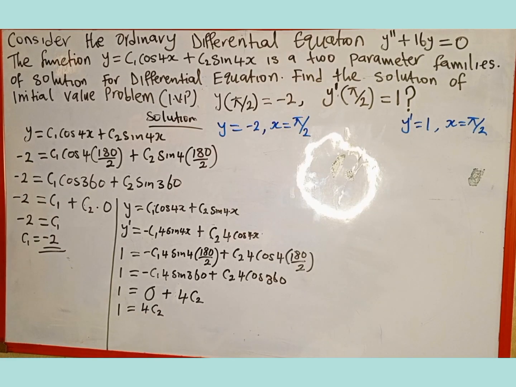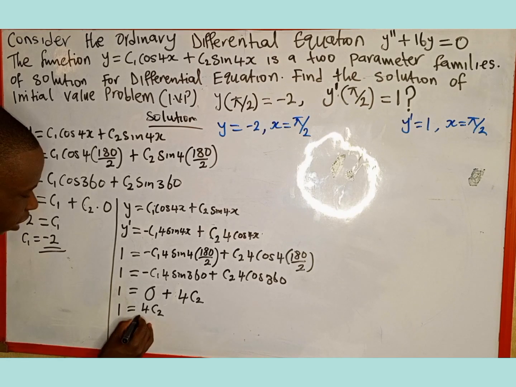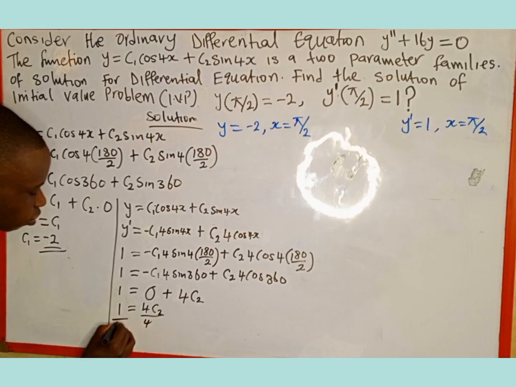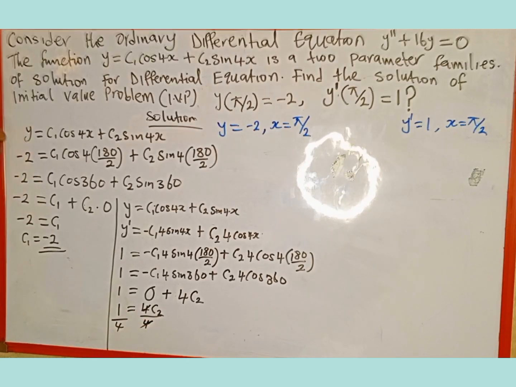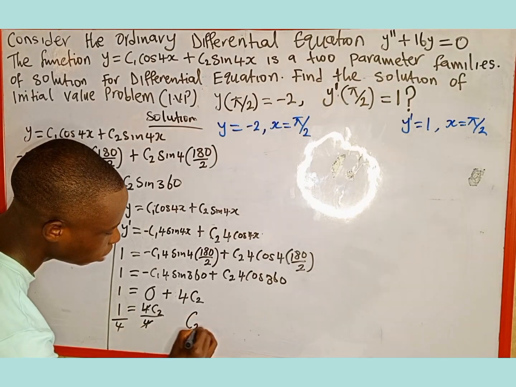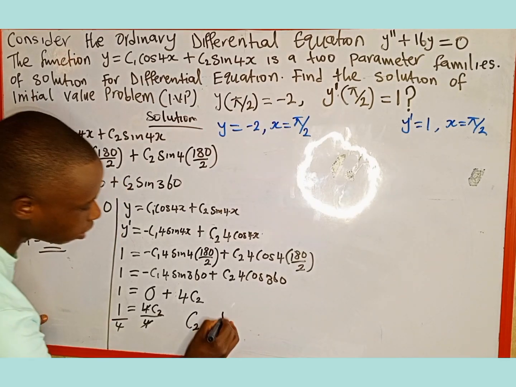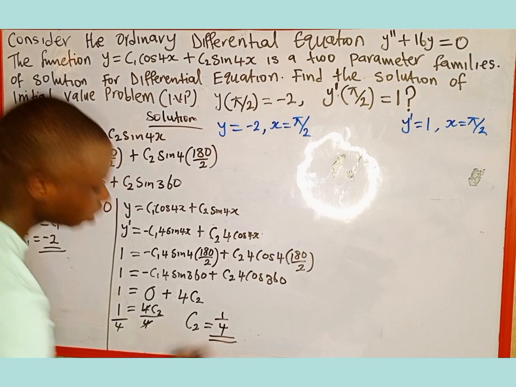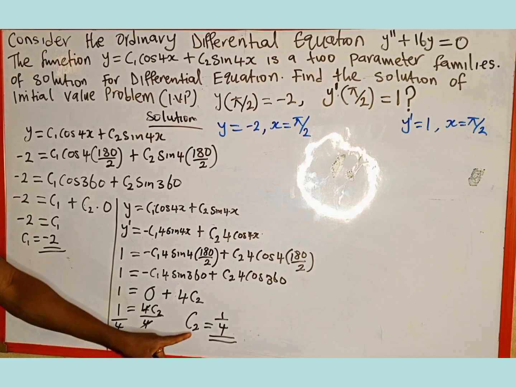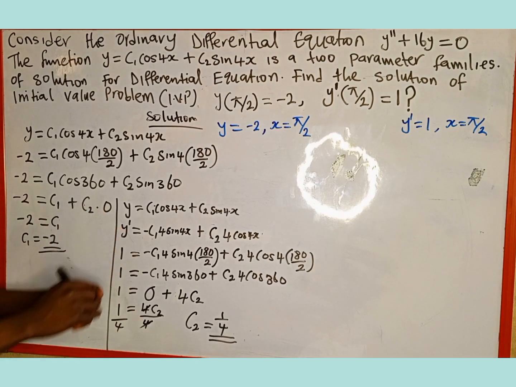Now remember, we are looking for the value of c2. What we are going to do is divide both sides by the coefficient of c2, which is 4. So we divide through by 4, and this 4 will cancel this 4. So c2 now will be equal to 1 over 4.